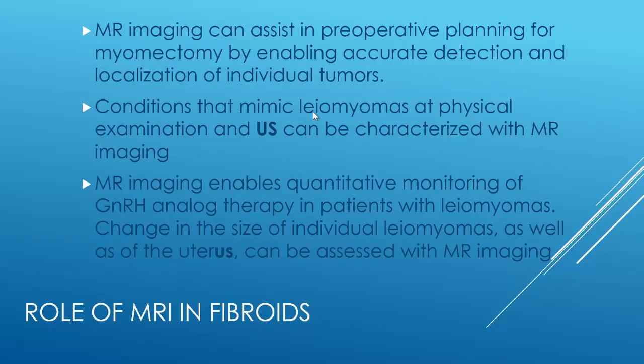Then came the role of MRI in fibroids. MRI imaging can assist in preoperative planning for myomectomy by enabling accurate detection and localization of individual tumors. Conditions that mimic leiomyomas by physical examination and ultrasound can be characterized with MR imaging. MR imaging also enables quantitative monitoring of therapy. With leiomyoma, change in size of the individual leiomyomas as well as the uterus can be assessed with MR imaging. But the main aim is preoperative planning and differentiating other conditions that mimic leiomyomas, such as focal adenomyosis.